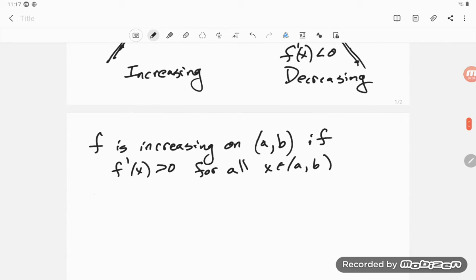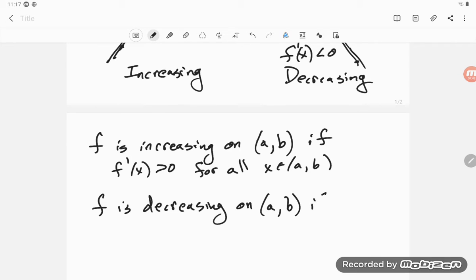Okay, and then similarly that f is decreasing on AB if f prime of x is less than 0 for all x element of AB.